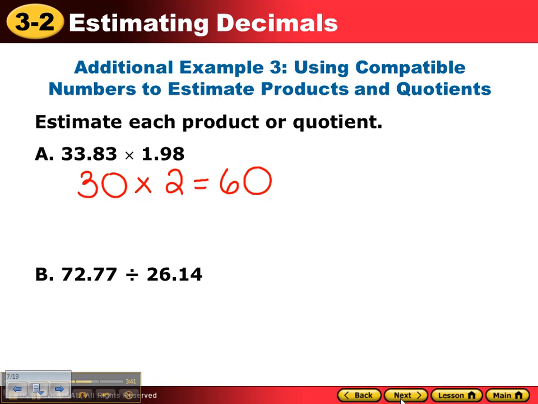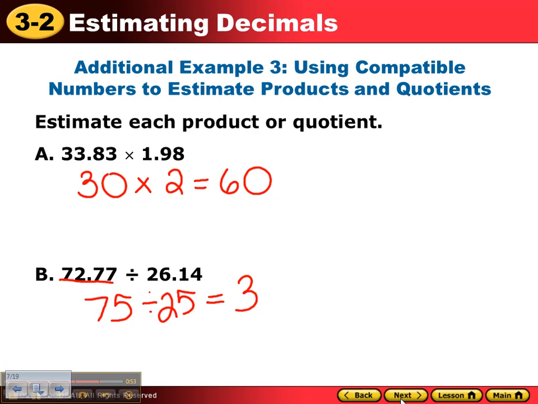When I'm doing division, I should always look at the second number first to round it. So if I have 26 and 14 hundredths, that's not an easy number to work with. A compatible number would be 25. I need to think of a number that's really close to 72 and 77 hundredths that 25 can go into. I know 75. So I'm going to round that one to 75 and the second one to 25 to get 75 divided by 25, which I know equals 3.